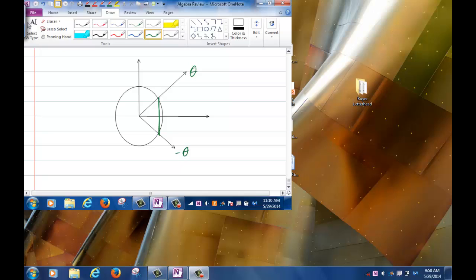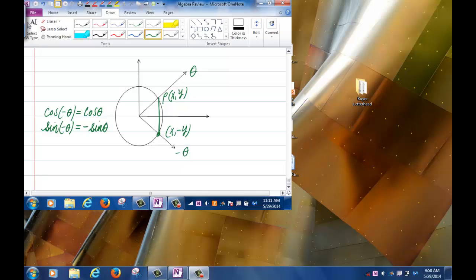So if I join these 2 points, the point P has, let's say, coordinates x and y. What are the coordinates of this guy? Yeah, it's a reflection of that point. So then, what is cosine of negative theta? Same as cosine theta, right? But sine of negative theta is what? Negative sine theta. These are actually identities that you should know.